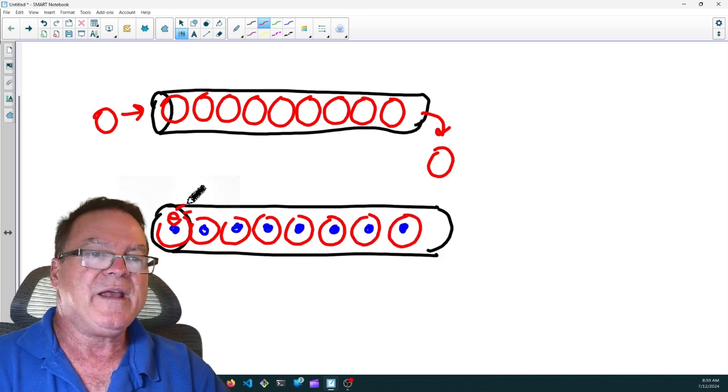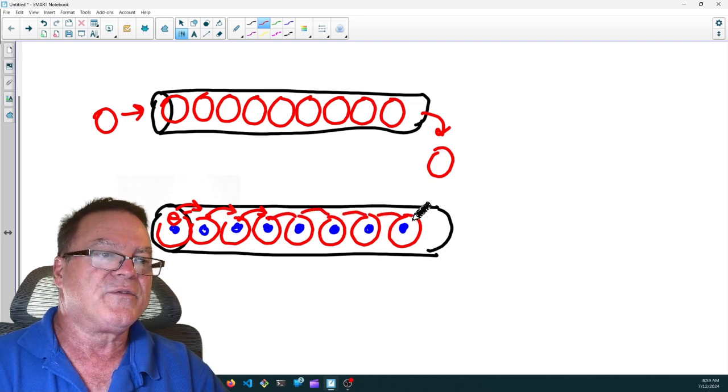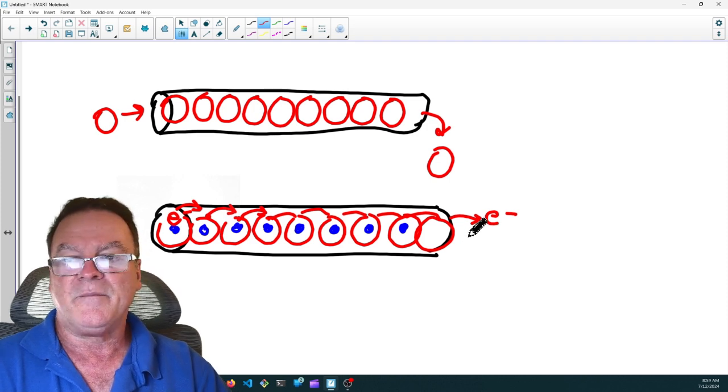And what happens is when we make this electron jump over to the next atom, there's an electron here that gets pushed over to this atom. And this electron gets pushed over to this atom. And it keeps doing that all the way through the electrical conductor until at the very end, there's a free electron and it's going somewhere.